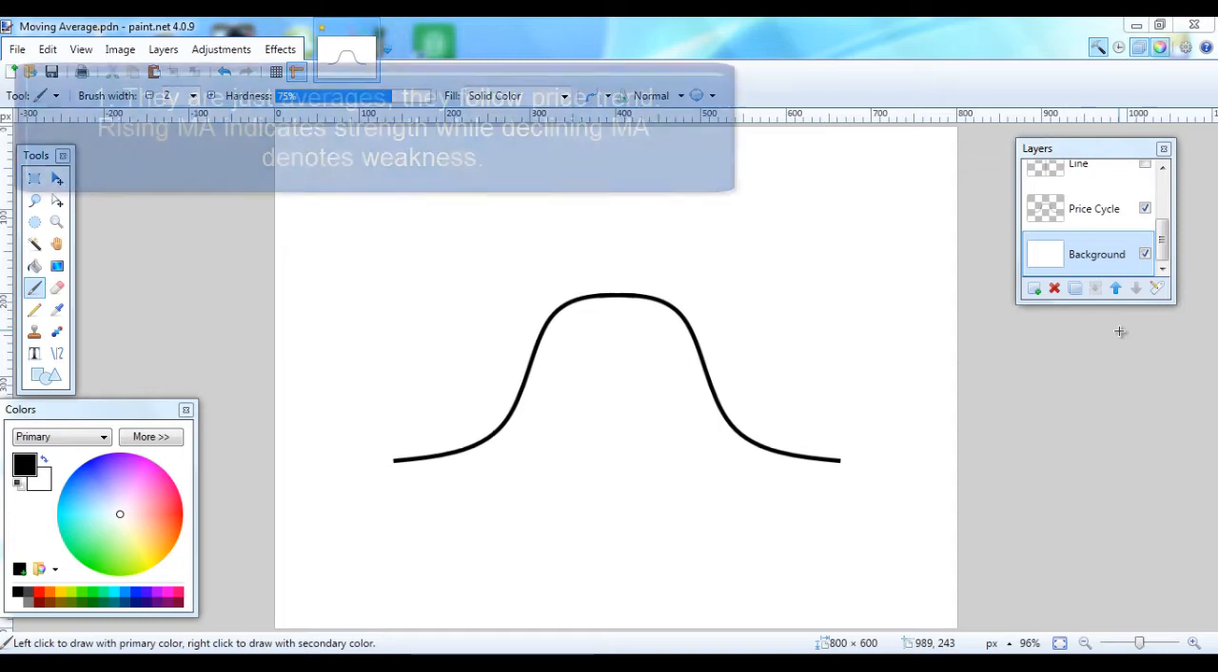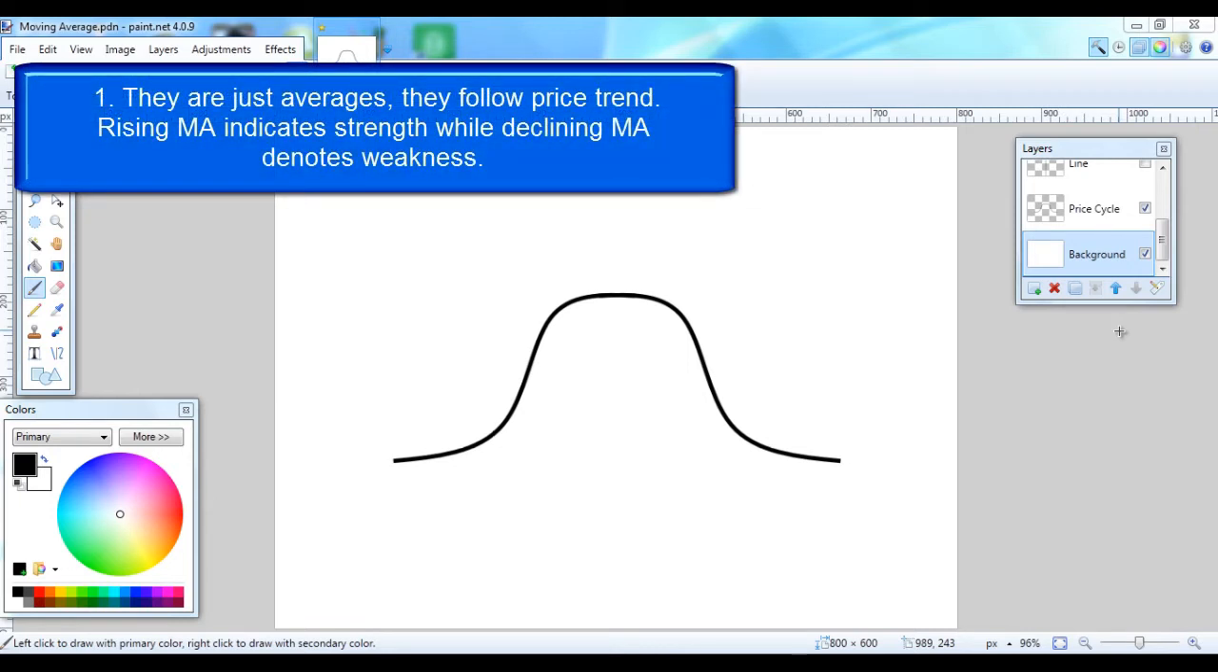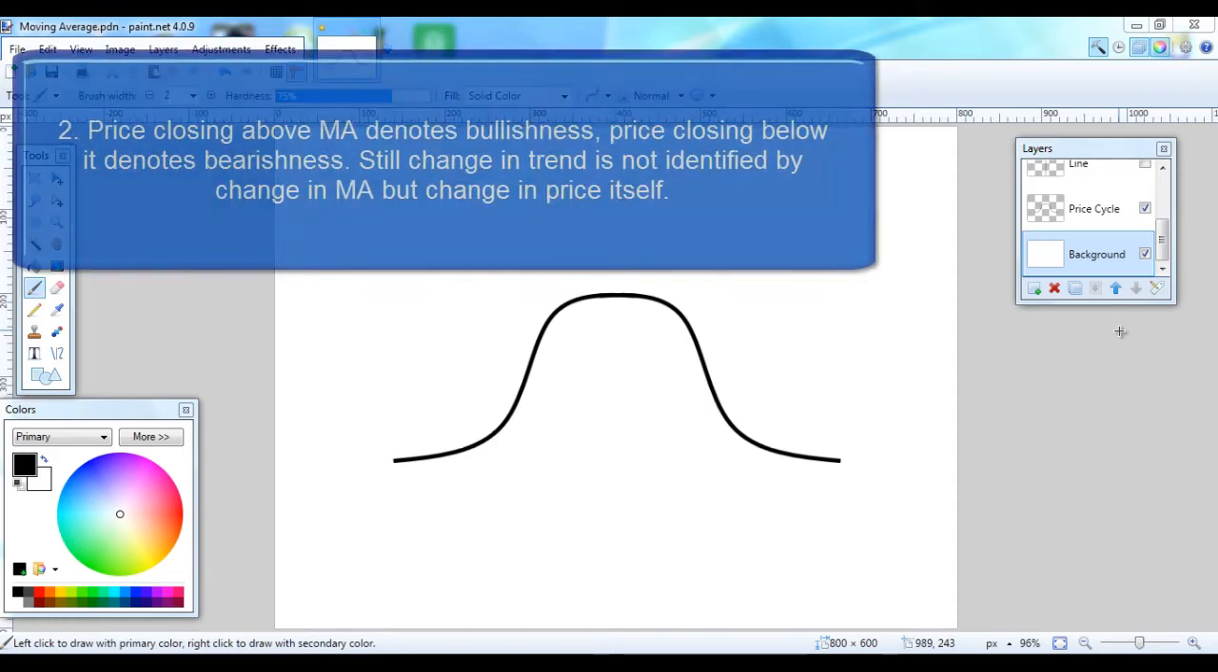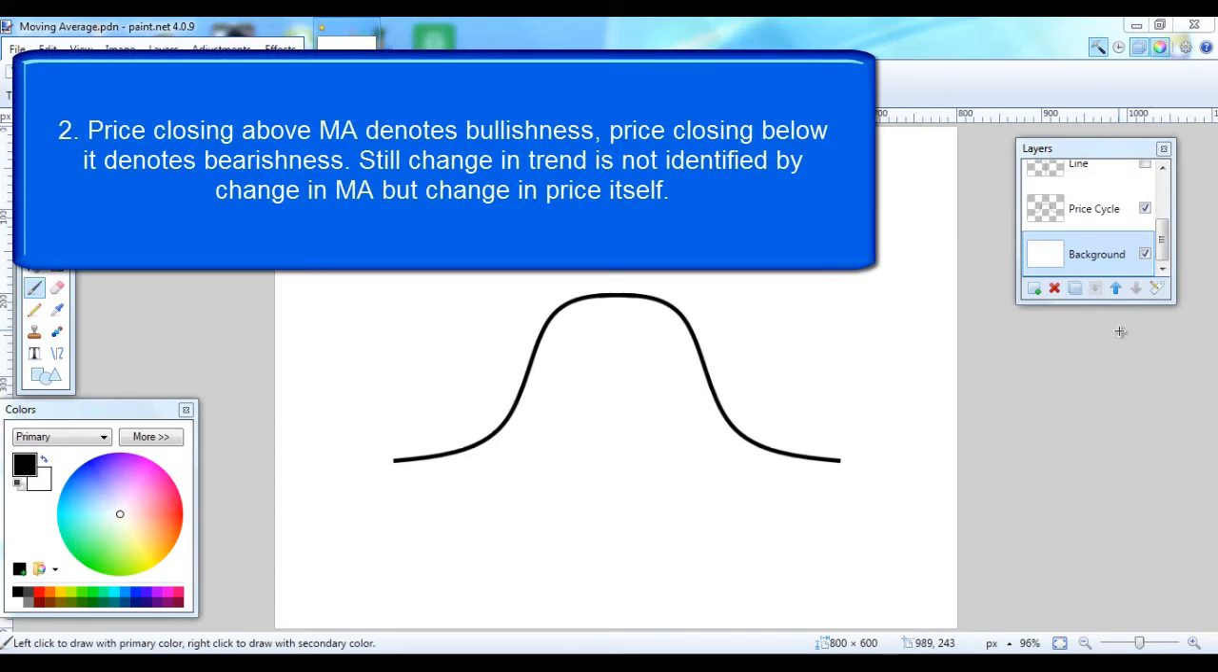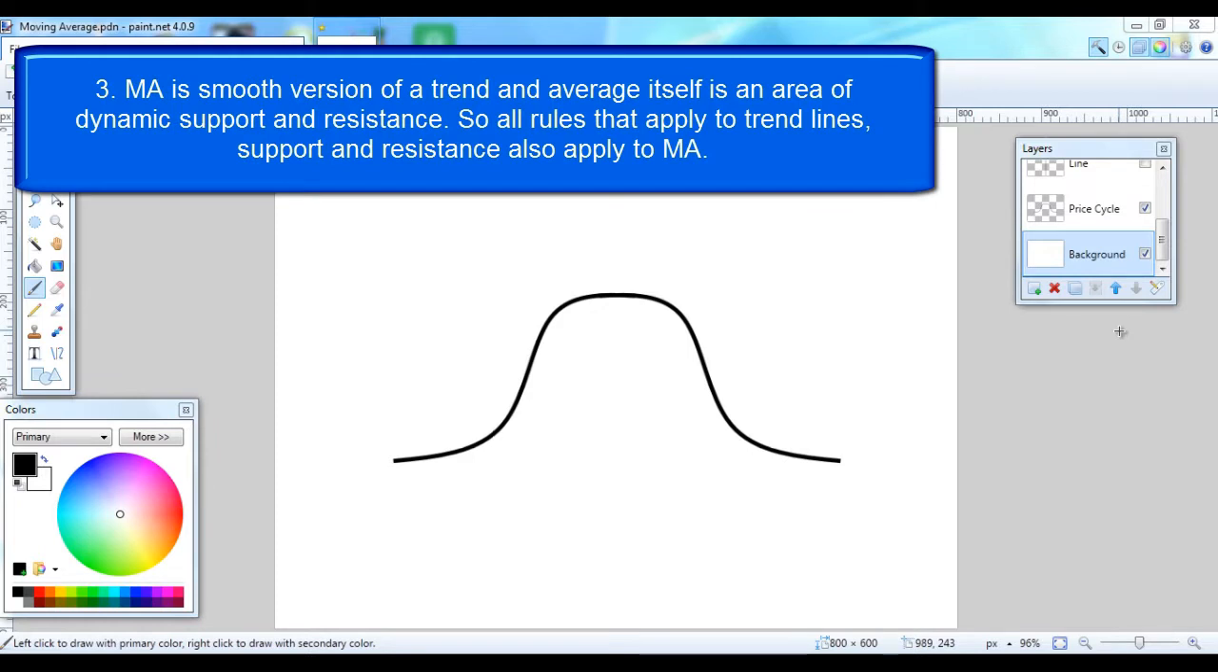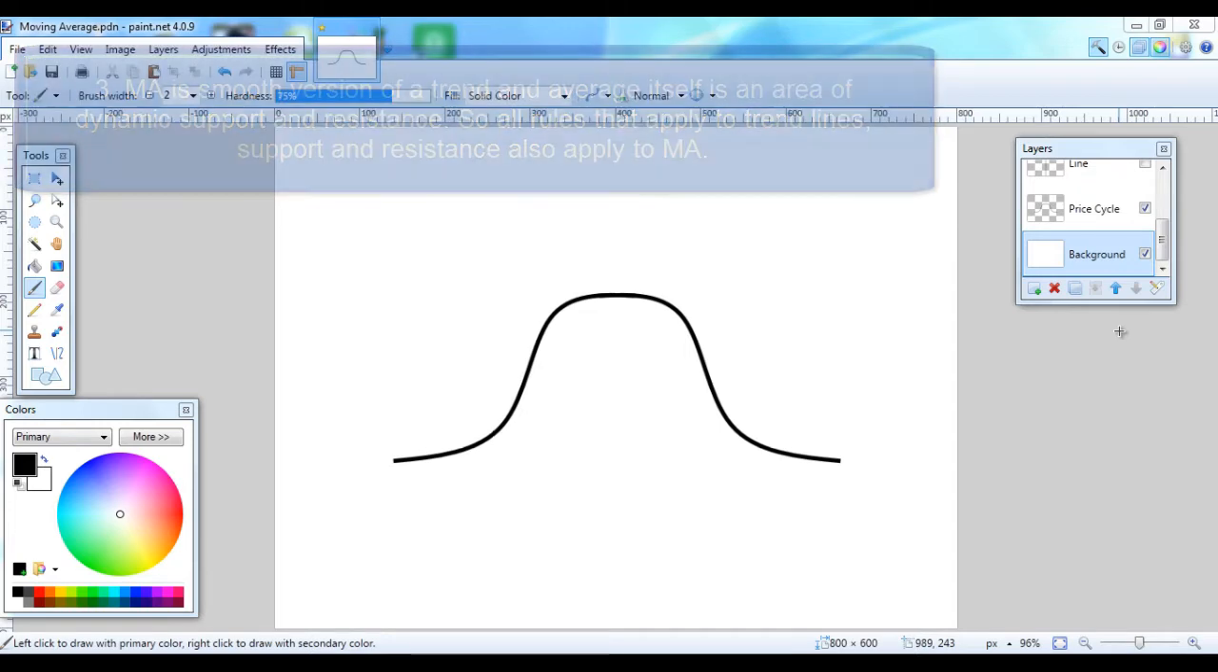Moving averages are just averages, they follow price trend. Rising MA indicates strength while declining denotes weakness. Price closing above MA denotes bullishness. Price closing below it denotes bearishness. Still, change is not identified by change in moving average, but by change in price itself. MA is a smooth version of trend, and the average itself is an area of dynamic support and resistance. So all rules that apply to support and resistance also apply to moving averages.